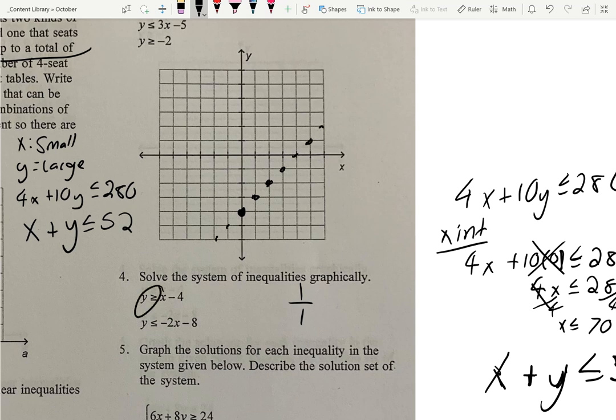And because it's y greater than or equal to, it is a solid line. And because it's greater than, we would shade above that line, which will be here. And I'll do that last, but I don't want it to get in the way of my next color.